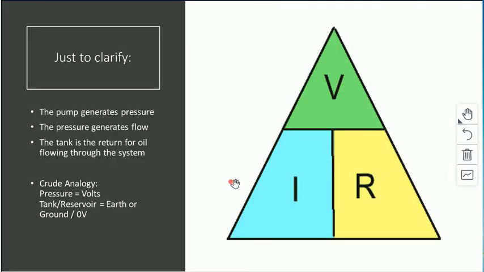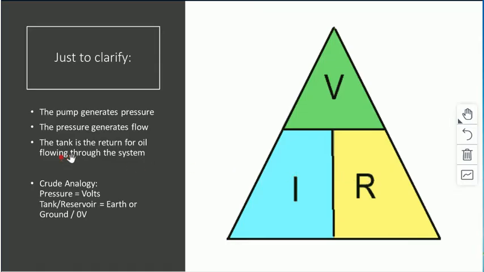Right, next one. Okay, just to clarify, the pump generates pressure, the pressure generates flow, the tank is a return for oil flowing through the system. And one analogy is what you've already done in Ohm's law. The voltage is like the pressure, the resistance is like the valves and actuators, like a piston or motor, which you may have in the system. And then the current is a flow. So you've got the pressure, the flow, and then some sort of resistance.